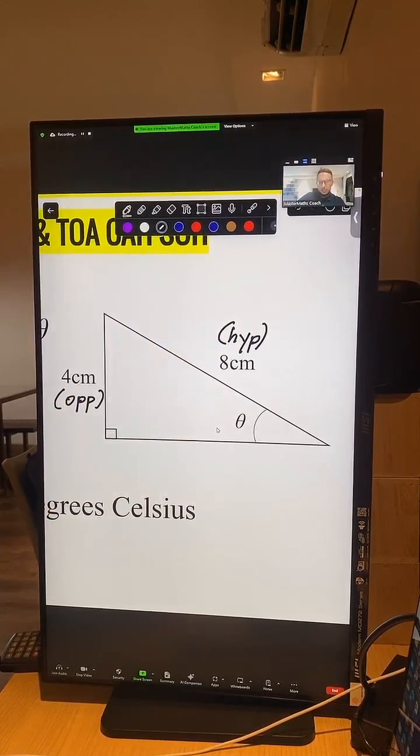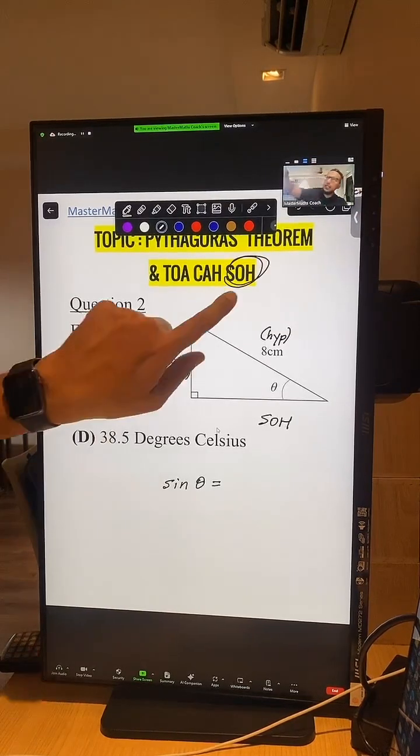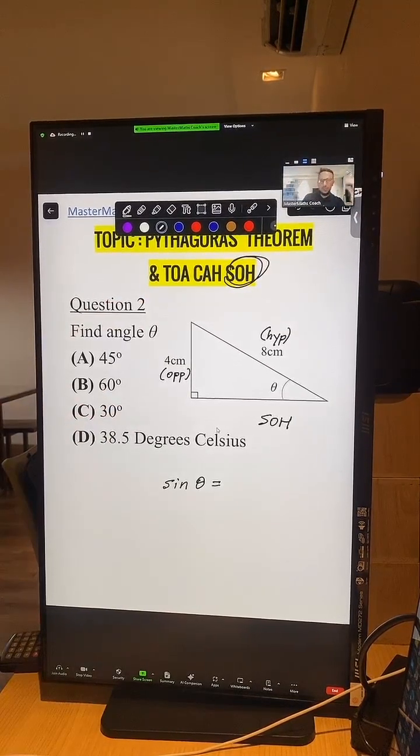So if you remember, TOA CAH SOH, SOH. So this will be sine. So we put sine theta. Remember sine, the angle, equals to the fraction. So what is the fraction? Is it going to be 4 over 8 or 8 over 4? So SOH. So O comes first, then H. So opposite side over my hypotenuse side.